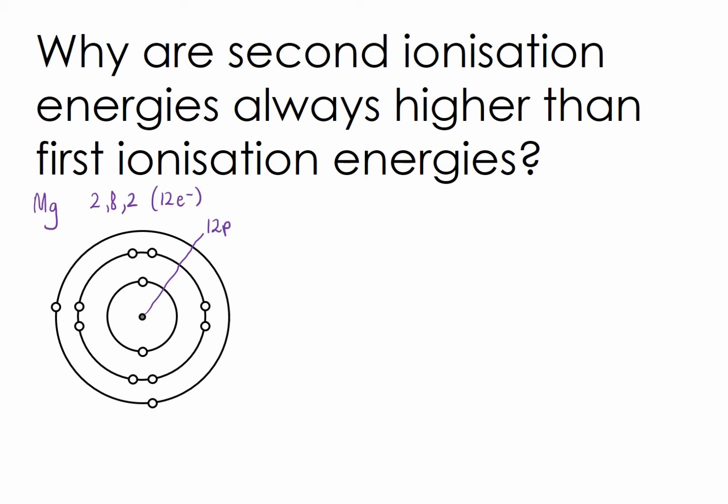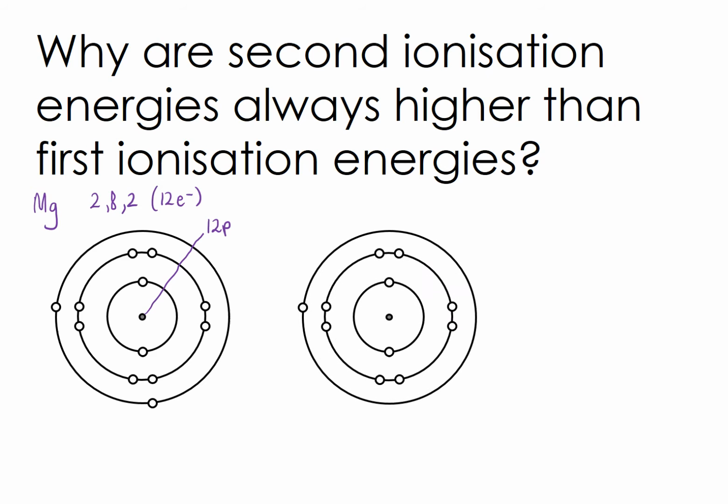If we remove 1 mole of electrons from 1 mole of those gaseous atoms, we produce 1 mole of Mg+ ions. Each of these has electron arrangement 2,8,1, and there are now only 11 electrons, even though there are a total of 12 protons here. So that would be the first ionisation energy, and 1 mole of electrons would be removed. This one in this example diagram.